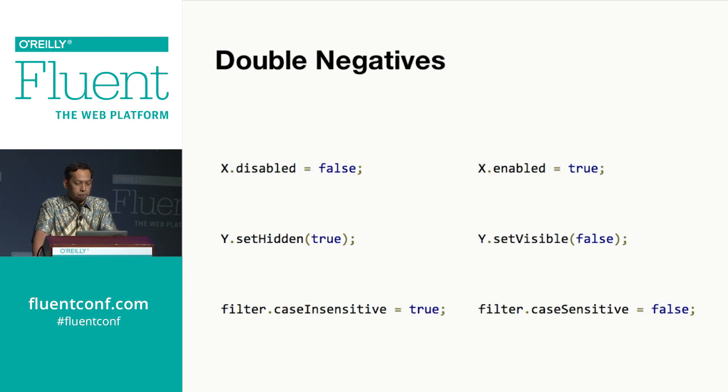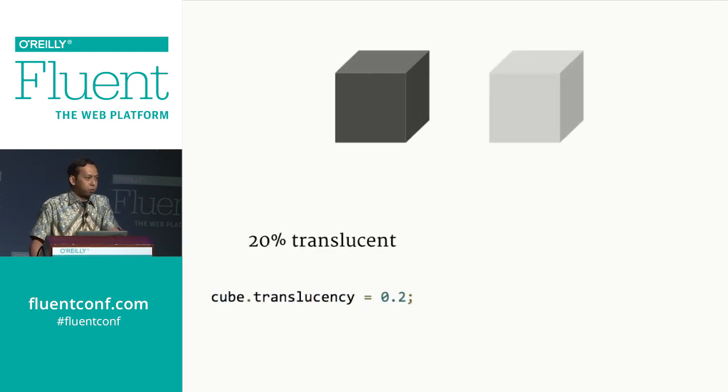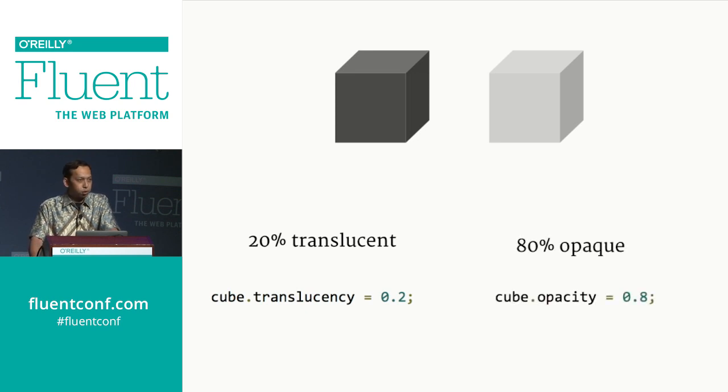sensitive false. If someone wakes you up in the middle of the night and asks you, if case insensitive equals true, does that mean capital A equals lowercase a? That's going to take a while. We also use to speak in terms of the existence of things, not the lack thereof. For example, instead of saying 20% translucent, you should rather err on the side of 80% opaque, because that's easier to understand. Same thing with the property names. Opaque and opacity delivers much more message than being translucent.